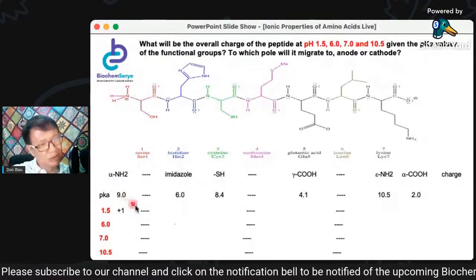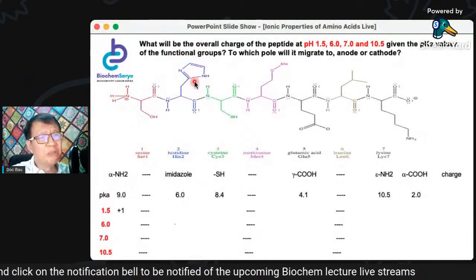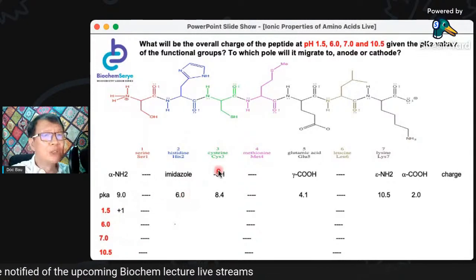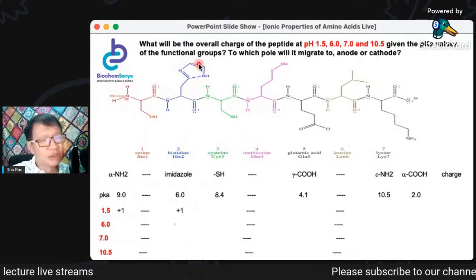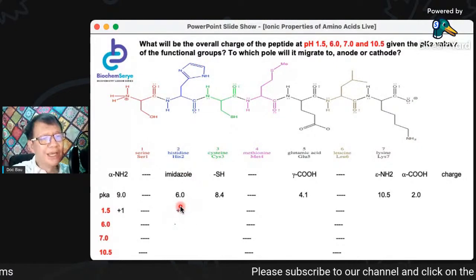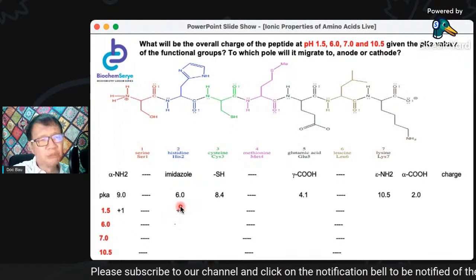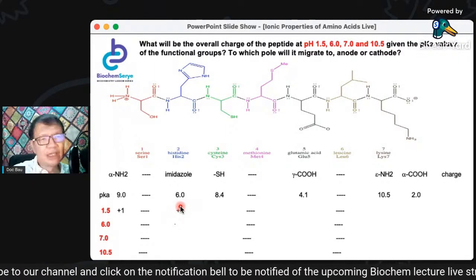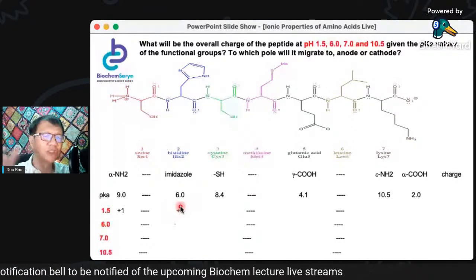protonated, right? Look, the pKa of your imidazole group is 6. The pH is still very, very low, so we can expect that your imidazole is protonated. So the charge is +1. Again, if you have a lot of hydrogen ion, expect the basic groups to be protonated and have a charge of +1. The acidic functional groups will be protonated and will have a charge of 0.